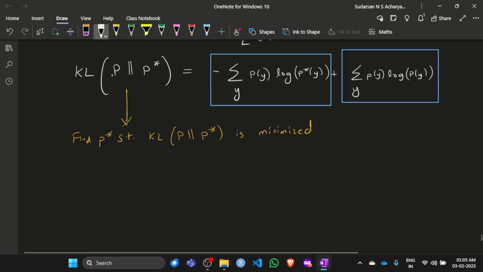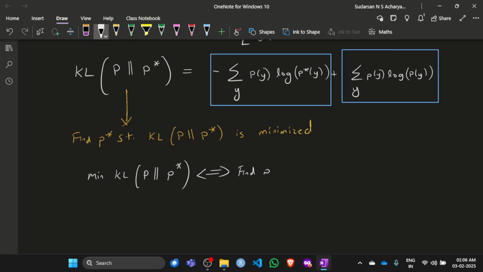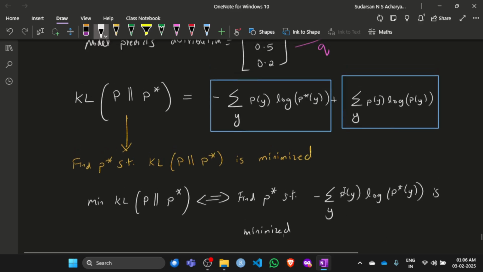So minimizing the KL divergence between P and P star is equivalent to minimizing the cross entropy between P and P star. That is, finding P star, the distribution that your model gives, such that the cross entropy, sum over Y of P of Y log P star of Y, is minimized. And this precisely is the reason why it's called the cross entropy loss.